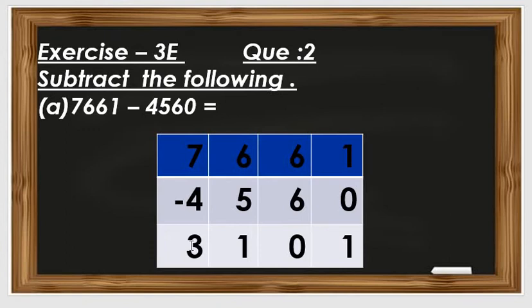3,101. And the answer is what? 3,101. Again, I am repeating the answer. What did we get as the answer, all students? 3,101. Got my points. Now students, let's move on to question number B.